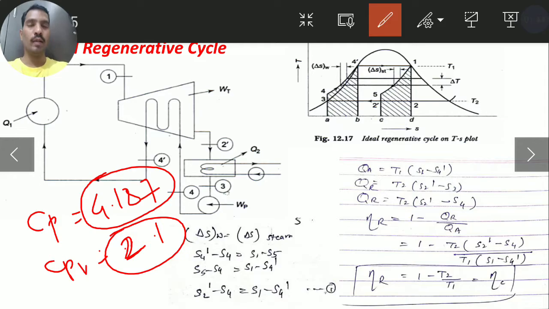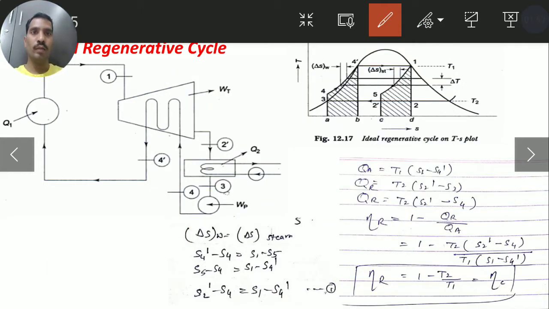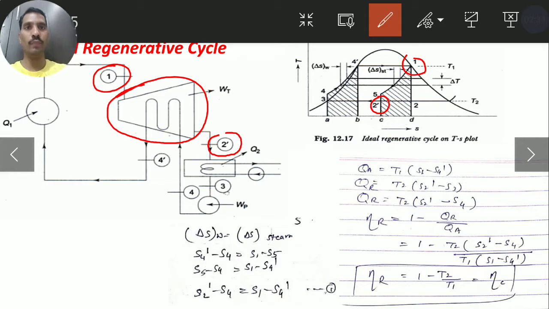Ideal regenerative cycle. How it is used, that we will see. If you see the working here, one is the inlet to this turbine. High pressure, high temperature steam enters the turbine. Then at point 2 dash, somewhere here, the steam is leaving the turbine. But during this expansion process, one more process is happening, that is the raising of the temperature of water. So how? This turbine acts as a reversible heat exchanger, an ideal heat exchanger with 100% efficiency, no losses.